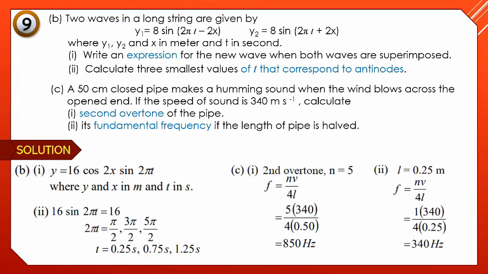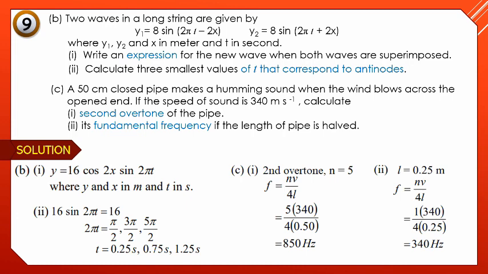For question number 9b, two waves in a long string are given by equation y1 and y2. First, we need to write down an expression for the new wave, or for the standing wave. So, the general equation for the standing wave is 2a cos kx sin omega t. When we substitute the a, k and omega, we get the equation for the standing wave, which is equal to 16 cos 2x sin 2 pi t, where y and x are in meter and t is in second.